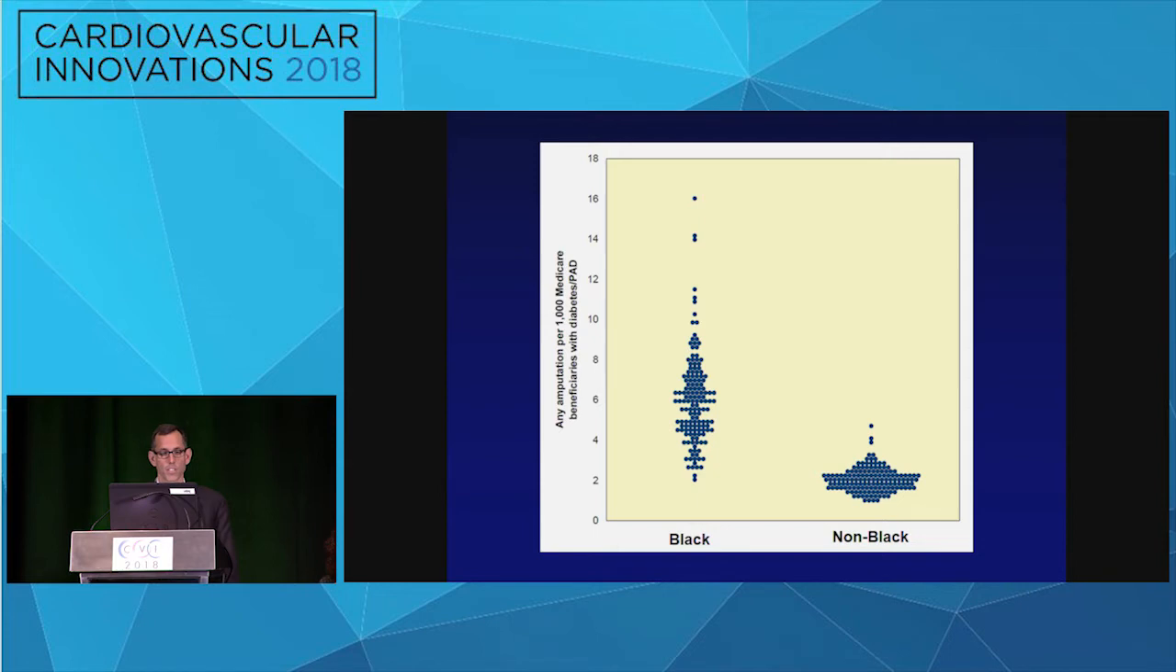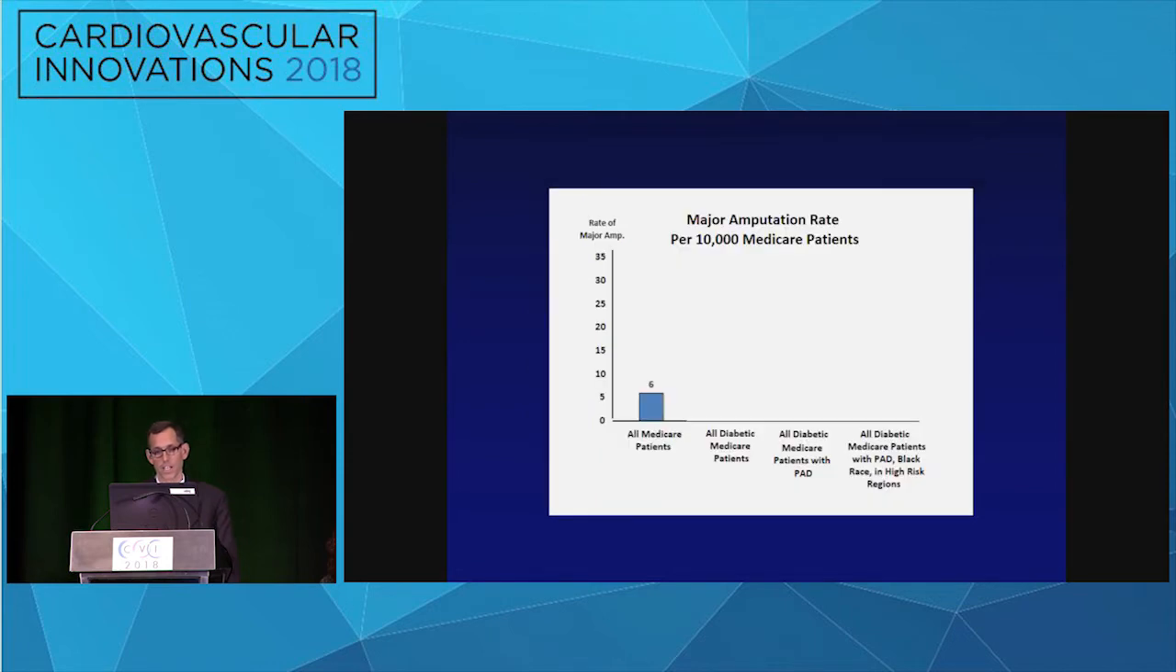And the y-axis here shows any amputation rate for Medicare patients with diabetes and peripheral arterial disease. You can see non-African American patients have roughly lower rates, 2 to 4 per 1,000, and not much variability across the country. But obviously over here, patients who are African American have much higher rates, up to 8 times higher, and there's much more variability. So race certainly is an important factor that we have to take on head on.